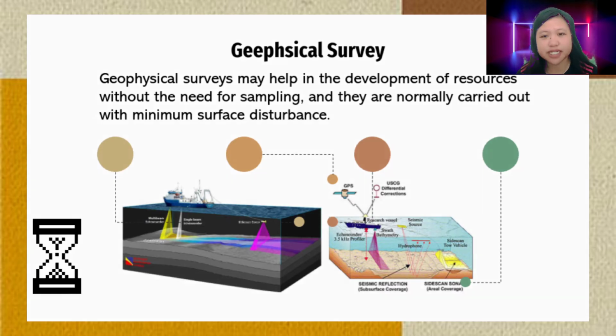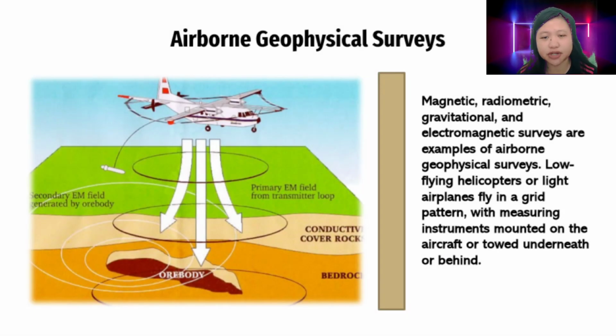So, under geophysical survey, the first one is the airborne geophysical survey. Examples of airborne geophysical surveys are the magnetic, gravitational, radiometric, and electromagnetic survey. From the word airborne, it is done in the air. Usually used are helicopters or light airplanes in a grid pattern with measuring instruments so it can be used for the survey.